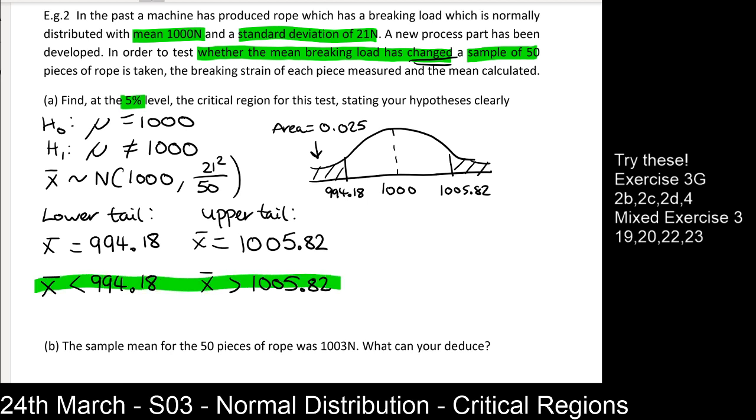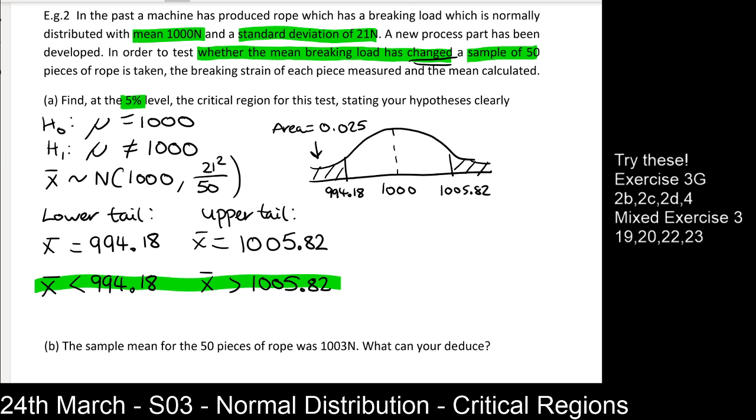It's important that you write it in the correct way. Don't write probability or anything like that because you'll lose that final mark if you do so. You're just talking about the value, you're not talking about probability here. It's a common mistake I've seen people make in the past, so just watch out for that.